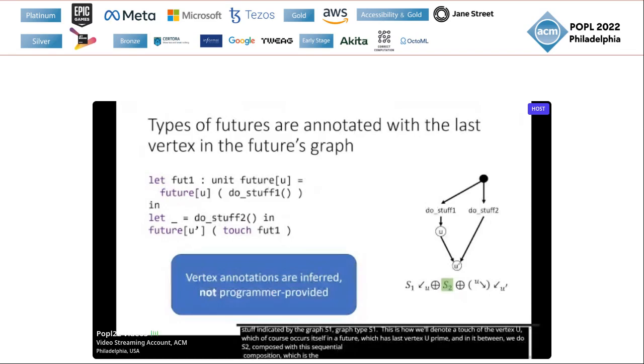In the paper, we go into a lot of detail on the algorithm for inferring these vertex annotations. I don't have time to go through it here, so I'll just note that all of these u and u prime annotations are inferred by the type checker and not inserted by the programmer.